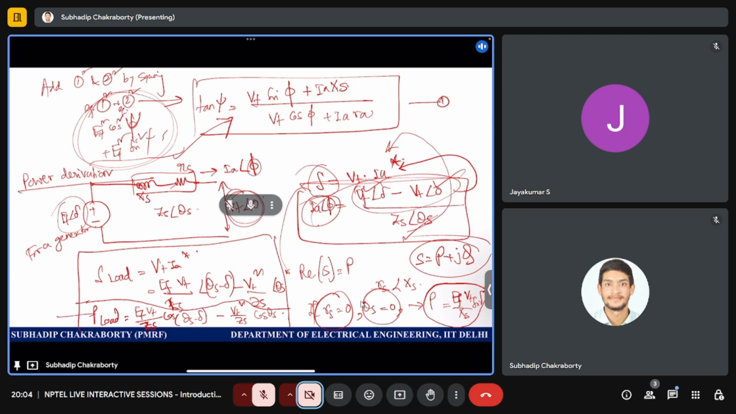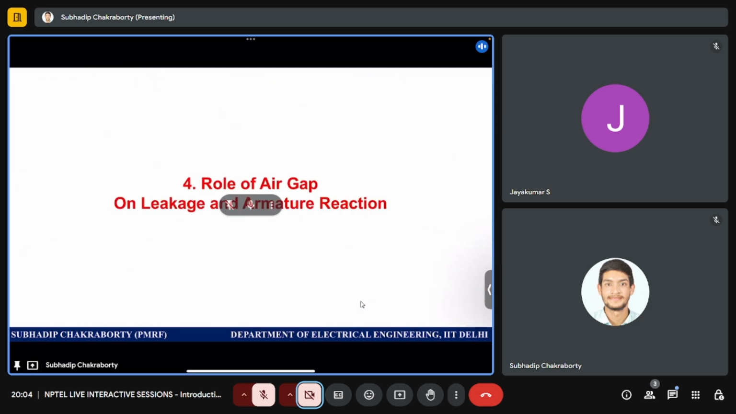But let us try to find, there are two variables, right? Theta S and delta. What should be their values so that the power transfer is maximum? Let us see this, okay? So I need another slide.